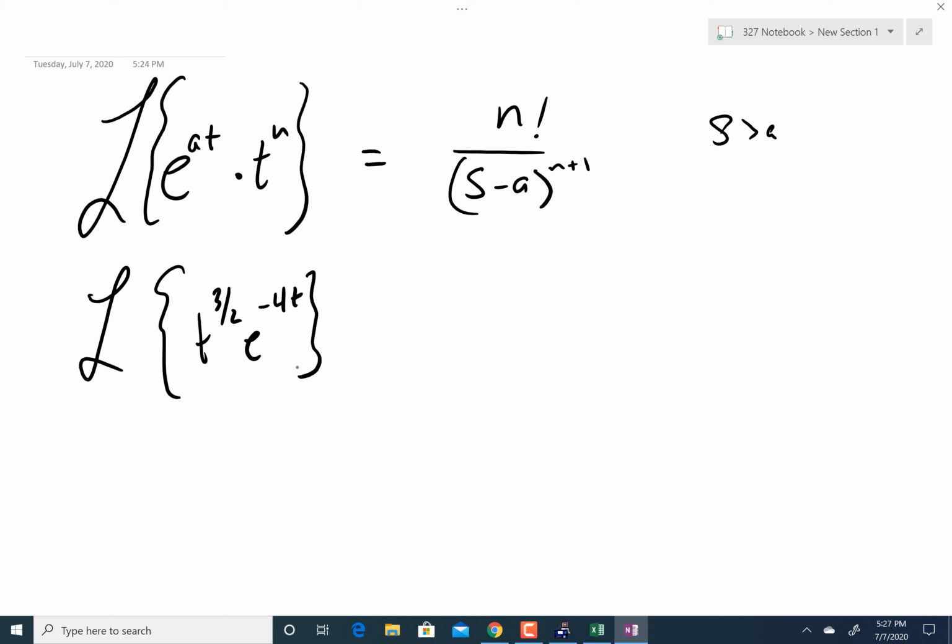Okay. If you look at it here, our n is 3 halves. So that presents a little bit of a problem if you know how to do these at all. So we're going to talk about the top in a second, what n factorial is, what is 3 halves factorial. We'll talk about that momentarily. But on the bottom, you're going to have s plus 4 to the 3 halves plus 1 is the 5 halves power, I guess. Right?